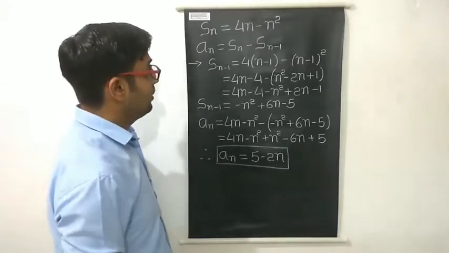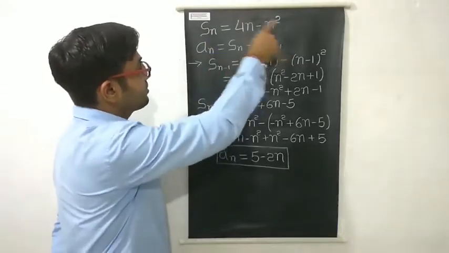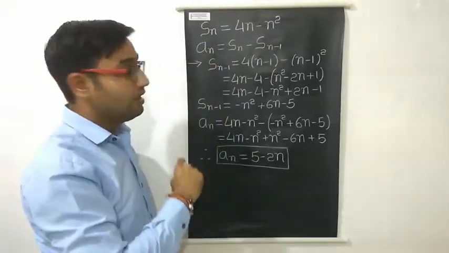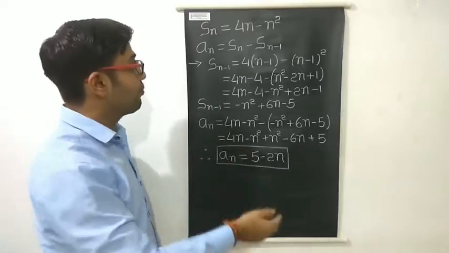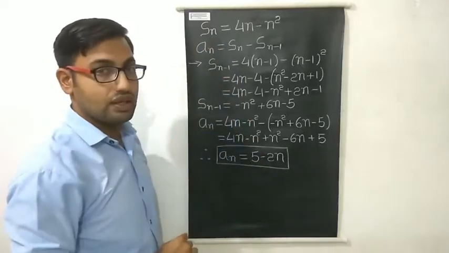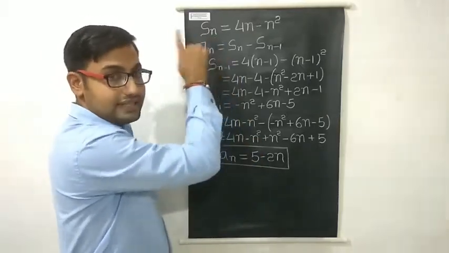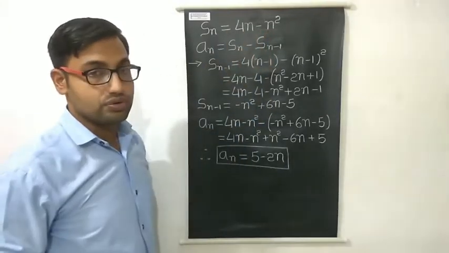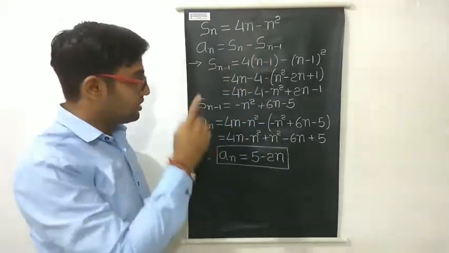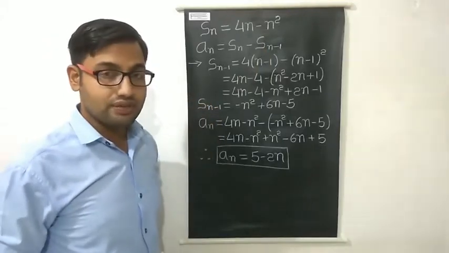So in this way, whenever we are given the sum, we can find any term by putting the value of n. Whatever value we put here as n, we have to put the same value of n on this side also, right? So this is all about this lecture.